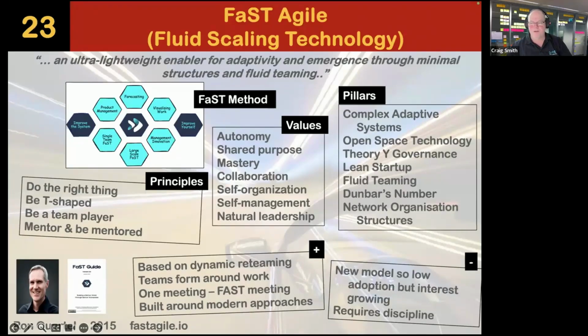It's got low adoption, but interest is growing. It's one I see the most chatter about. But if you thought other approaches needed discipline, this one requires a lot of discipline, particularly if you're going to build it around one meeting. But an interesting one to go and at least take a look at and be more aware of.